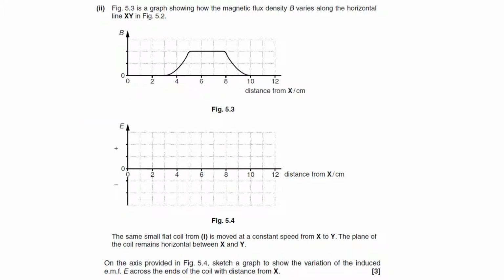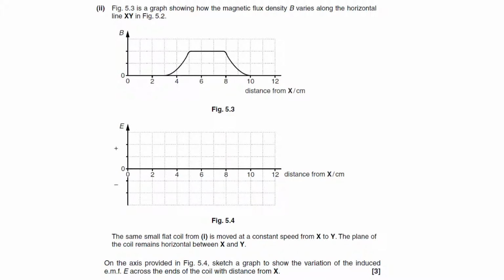In figure 5.3, there's a graph showing how the magnetic flux density B varies along the horizontal line XY in figure 2, so from the previous one. The same flat coil from I is moved at a constant speed from X to Y. The plane of the coil remains horizontal between X and Y. On the axis provided in figure 4, sketch a graph to show the variation of the induced EMF E across the ends of the coil with distance from X.